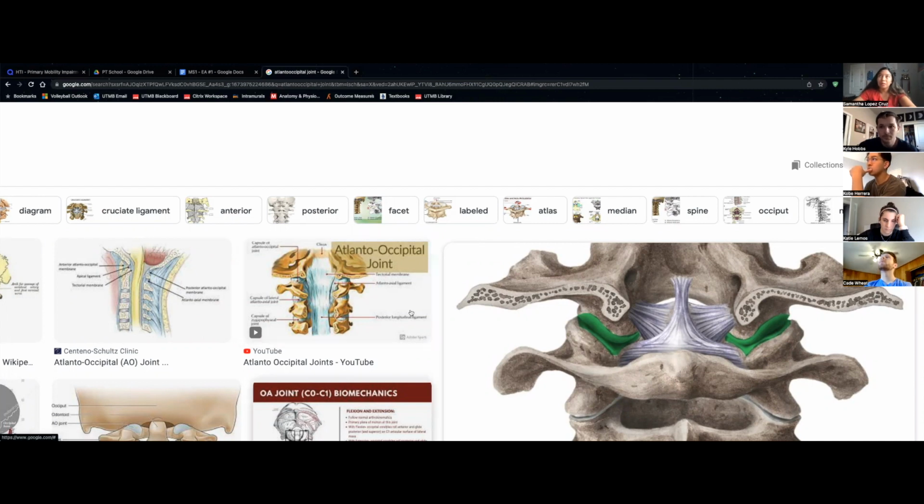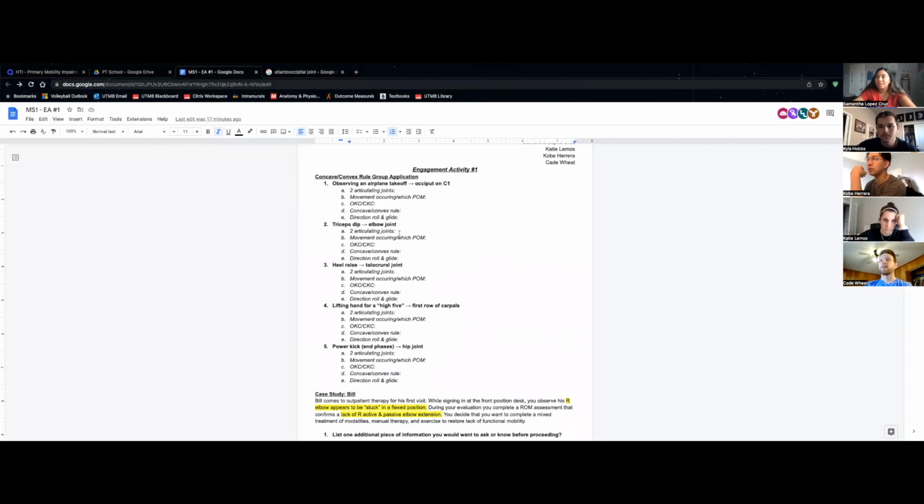Well, okay, to go in order, I guess. The two articulating joints are the occiput and C1. And then the movement is capital extension. Capital extension and flexion extension are in the sagittal plane.